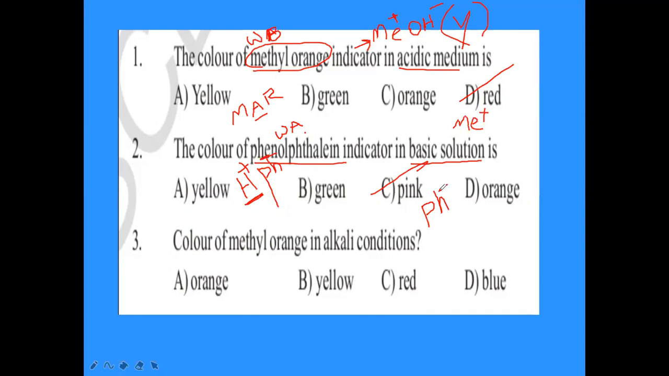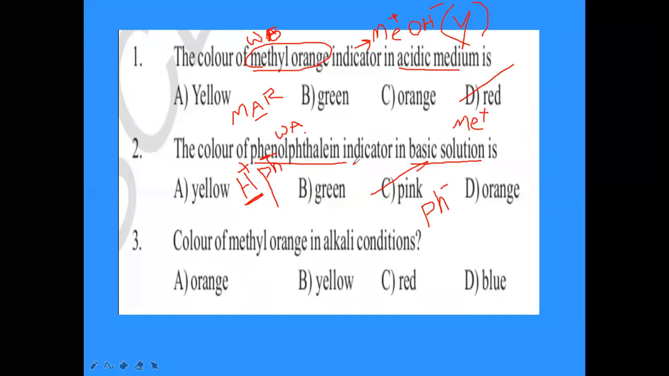And the color of the negative ion of phenolphthalein will be what? Pink. The color of the negative ion of phenolphthalein is pink color. So in which medium will pink color be produced? In basic medium only, because in basic medium only this acid, phenolphthalein, a weak acid, will dissociate to produce pH minus, which will have pink color.